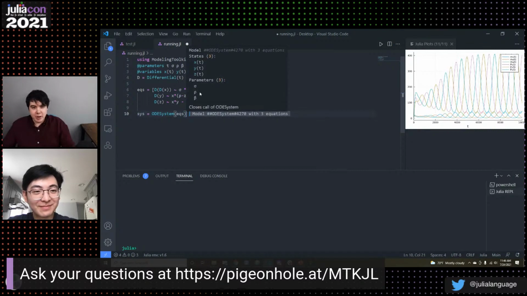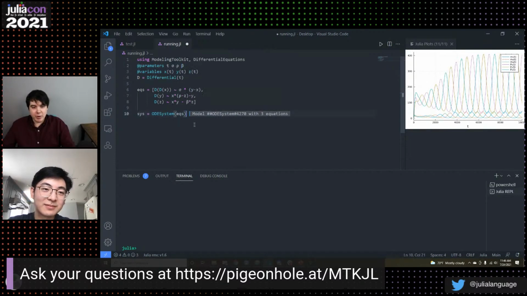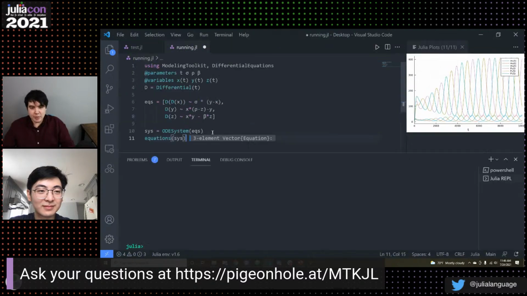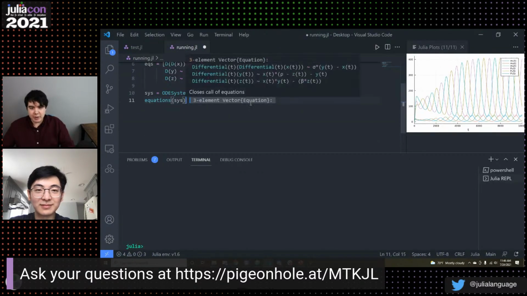It knows how to say that this is our states, and remember, these are our parameters. It figured that out from our metadata. And what is our model? Well, you can check the equations of our system, and it should match the equations that we wrote down, right? Let me make this one step bigger. Yeah, and so this does match the equations that we wrote down, right? But the ODE solver will want this to be in first order form.